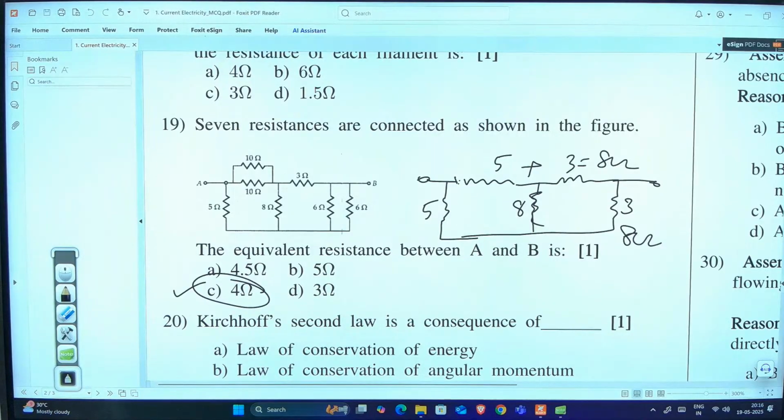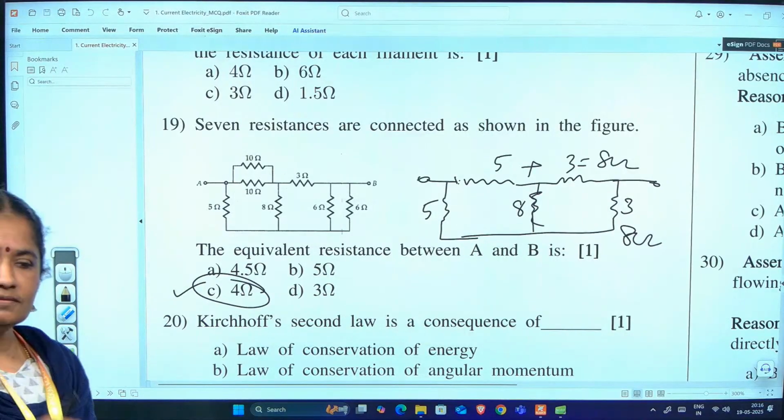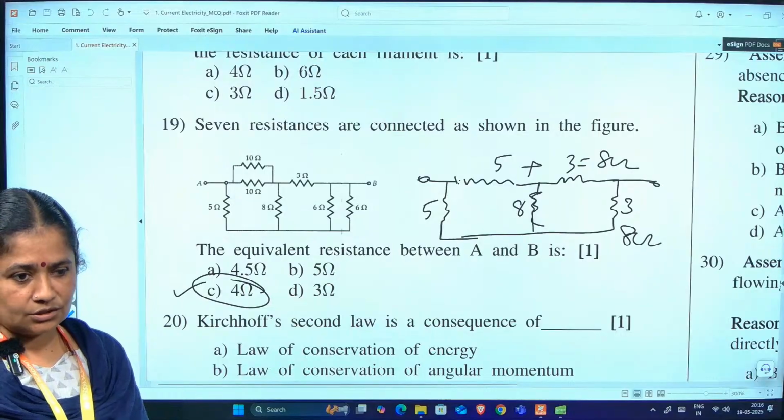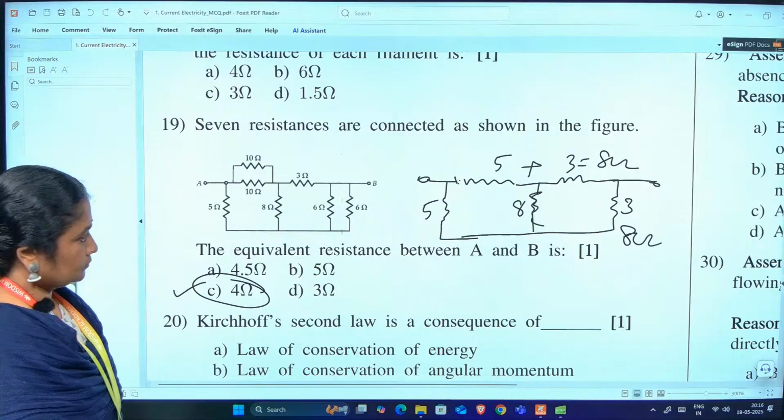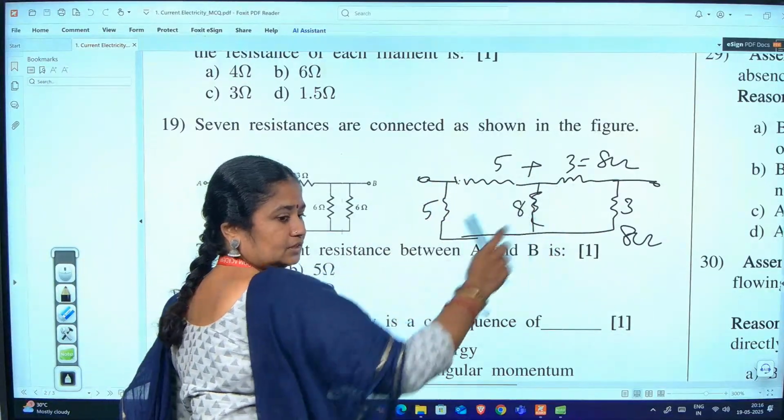While solving, if there are 5 or 4 resistances, always check for the Wheatstone bridge balancing condition. If it is there, then in the middle resistance there will be no current. Here it is satisfied. 5 by 5 is equal to 3 by 3.